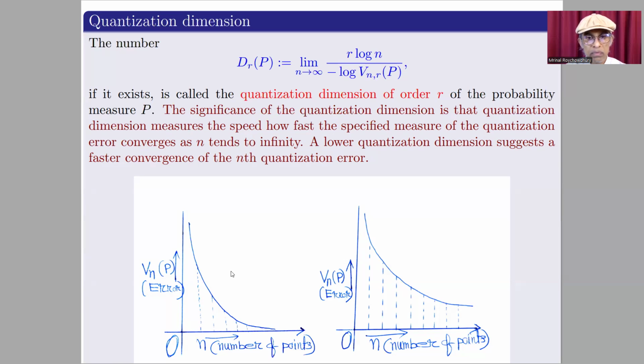For example, these two pictures are for two different probability distributions, pictures of the nth quantization error. If you observe, here the quantization error is decreasing faster. Here it is decreasing also, but slowly. So in the first picture, for the first probability measure, the quantization dimension is lower. Here in this picture, the quantization dimension is higher than the quantization dimension of the probability measure defined in the first picture. High quantization dimension means it decreases slowly.